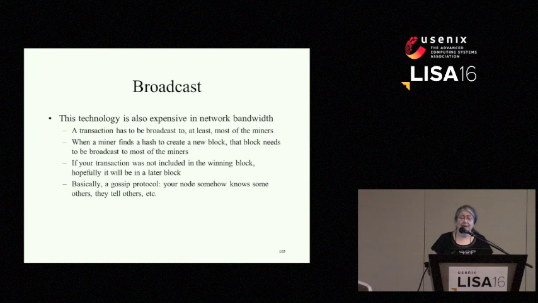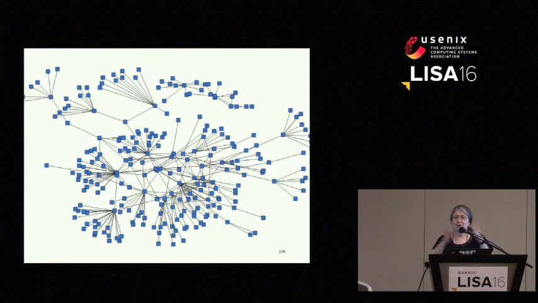It's also expensive in terms of network bandwidth, because when you pay for your cup of coffee with Bitcoin, that transaction has to be flooded throughout the internet. Also, when a miner finds the next block, that has to be flooded to all of the miners. If your transaction was not included in the winning block, hopefully it will be in some later block. And so it's a gossip protocol. Your node knows some others, and those nodes tell others, and so forth. So here you have some sort of network of just who's configured with who.